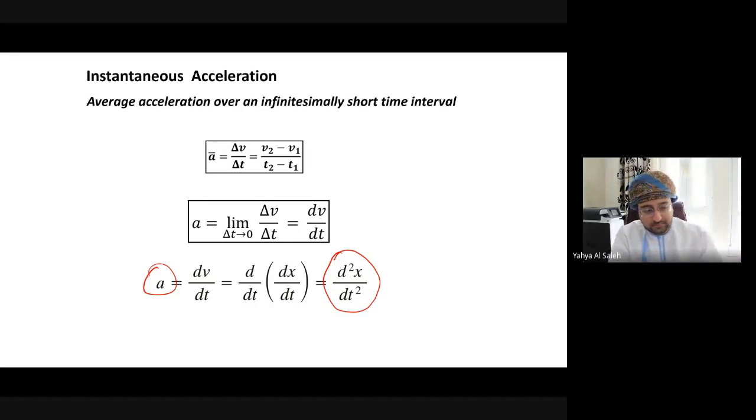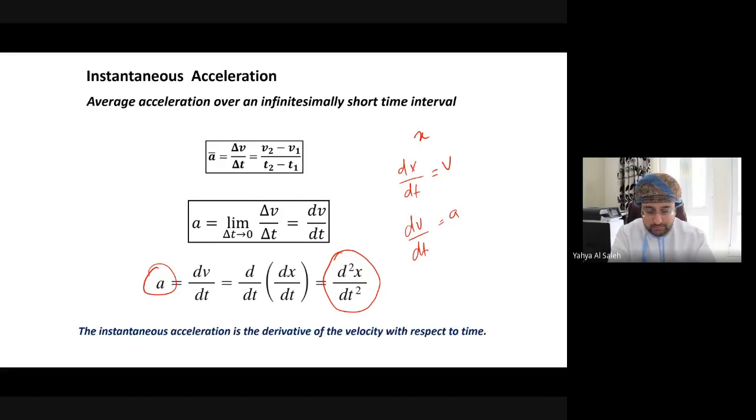Okay. So the acceleration is the second derivative of position. So we have position, dx over dt is equal to v, dv over dt is equal to a. Eventually, these will stick, and these will be very useful for us in later chapters.